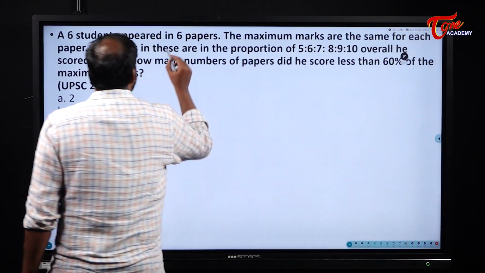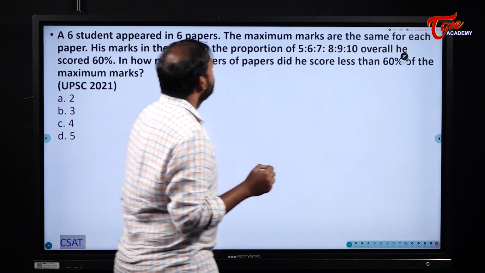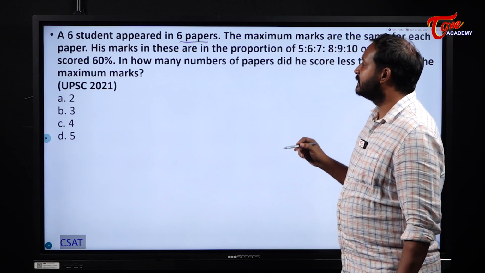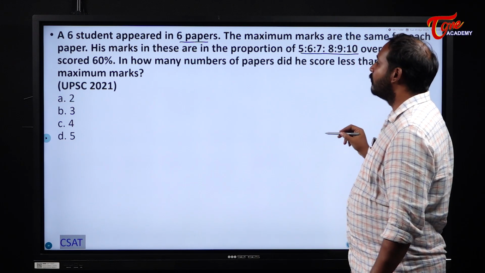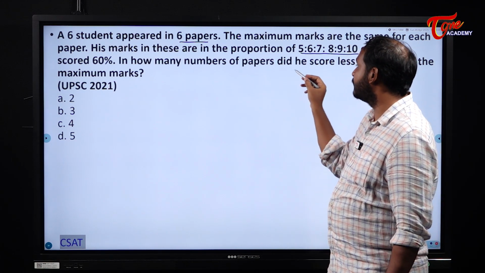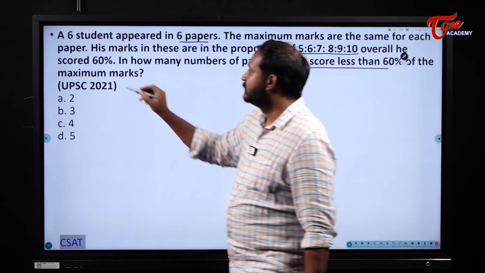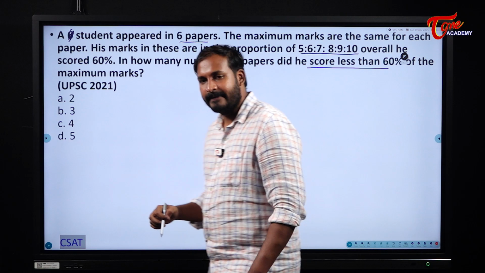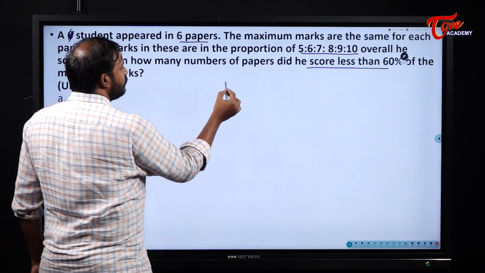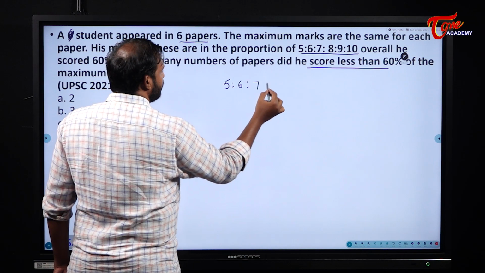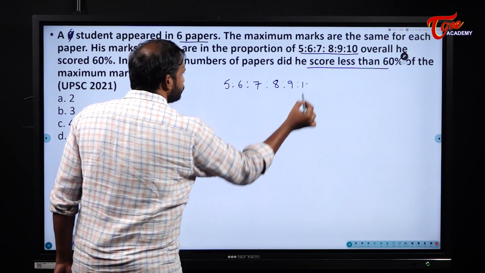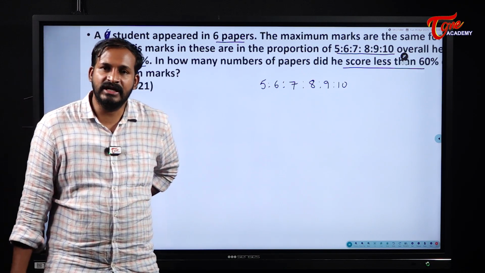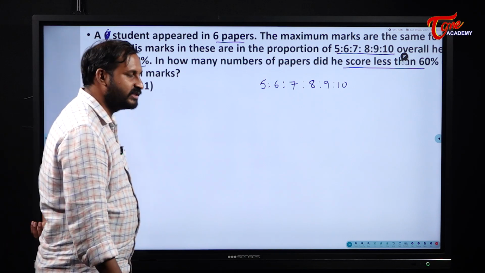A student appeared in 6 papers. The maximum marks are the same for each paper. His marks in these are in the proportion of 5 is to 6 is to 7 is to 8 is to 9 is to 10. Overall, he scored 60%. In how many papers did he score less than 60%? Overall, he scored 60%.